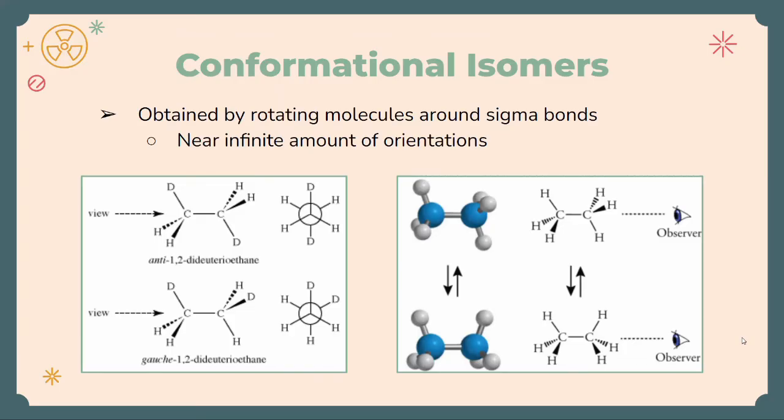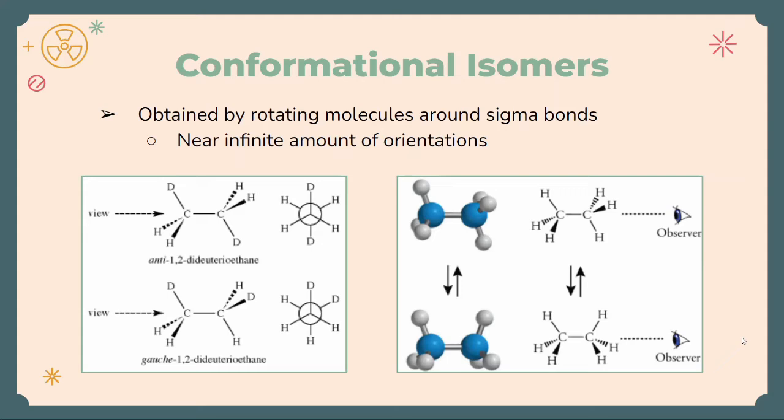Now moving on to conformational isomers. These are stereoisomers that are obtained by rotating molecules around sigma bonds. We see in the bottom left here two orientations of 1,2-dideuterioethane, where in the top image the deuterium is located at the top and the bottom, while in the bottom image the deuterium is located both at the top, from a rotation around the carbon-carbon bond. And it's the same for the image on the right for ethane, where you see different orientations of the hydrogen bonds from a rotation around the same carbon-carbon bond.